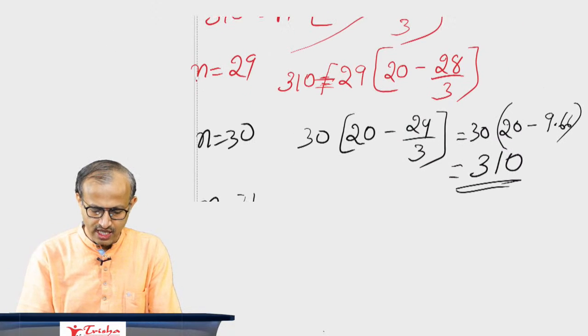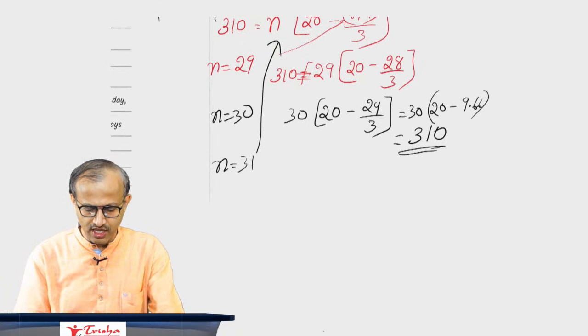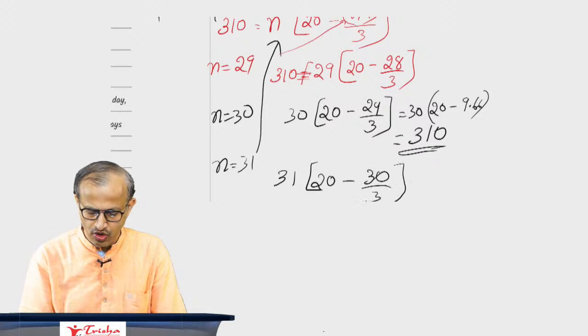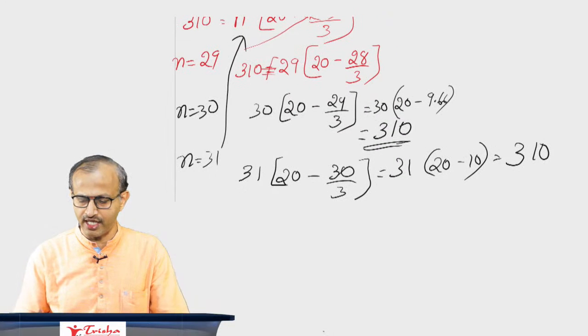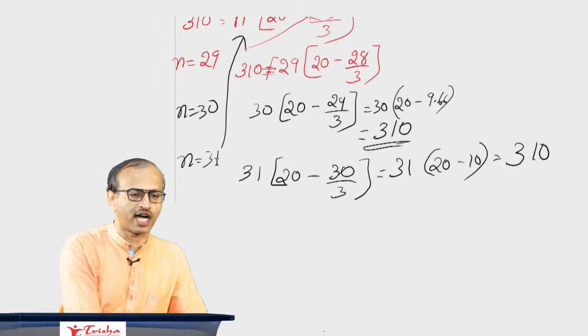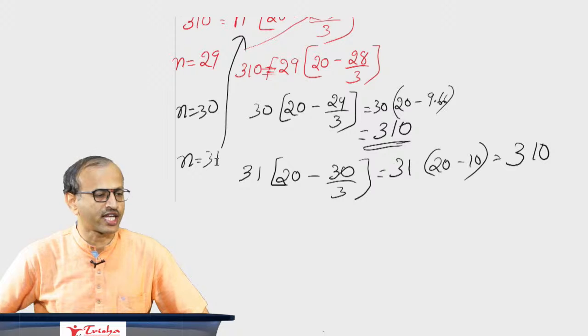Just like here, if you substitute 31 into 20 minus 31 minus 1, 30 by 3. So, 31 into 20 minus 10, which is 10. 10 into 31, 310. Hope all of you got that answer also. Whether all of you got that 310?